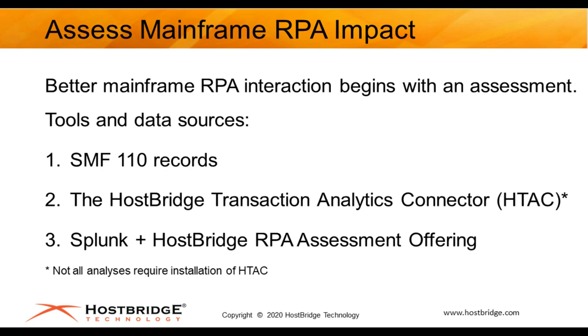It's formed around three tools. The first are SMF 110 records. A 110 record is cut typically to document every transaction running in your system, and that SMF 110 record contains more than enough information, usually, for us to do some basic RPA analysis. Also, our product, HostBridge Transaction Analytics Connector, or what we call HTAC, is a component that runs on your mainframe under the covers of CICS that can allow us to extract bits of data and or metadata about each transaction run and cause that information to be included in the SMF 110 record as additional origin data.